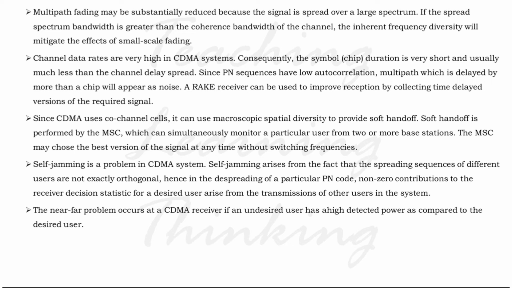feature of CDMA: self-jamming is a problem in CDMA systems. Self-jamming arises from the fact that the spreading sequences of different users are not exactly orthogonal. Hence, despreading of a particular PN code gives a non-zero contribution to the receiver decision statistics for a desired user, arising from the transmission of other users in the system.